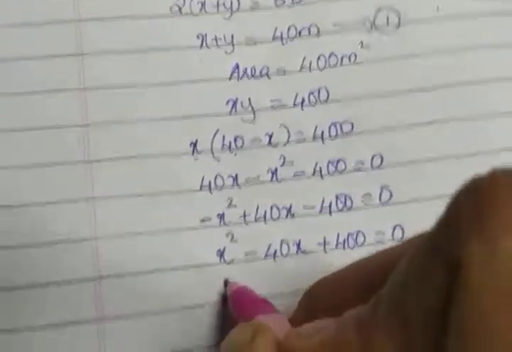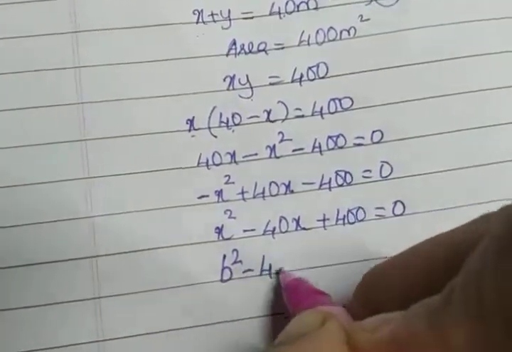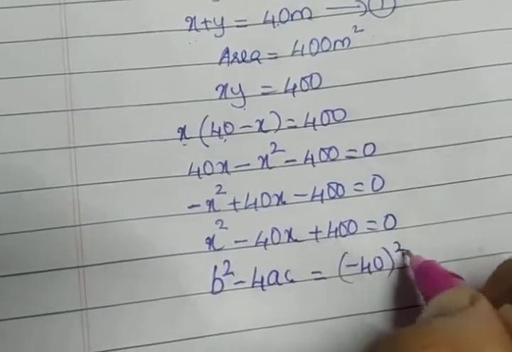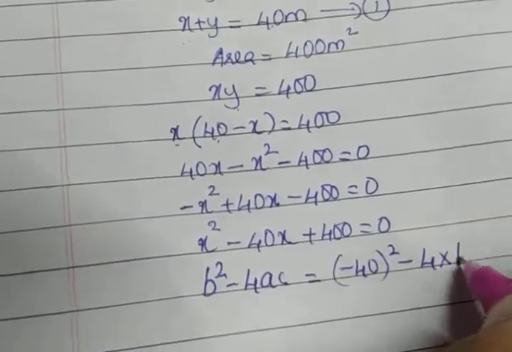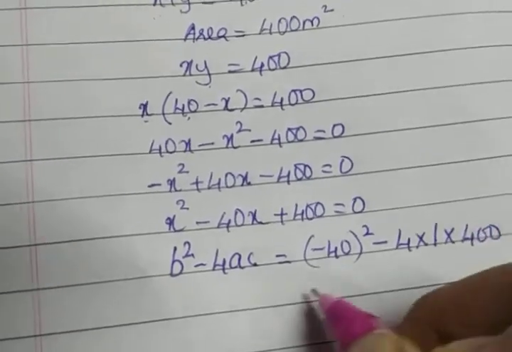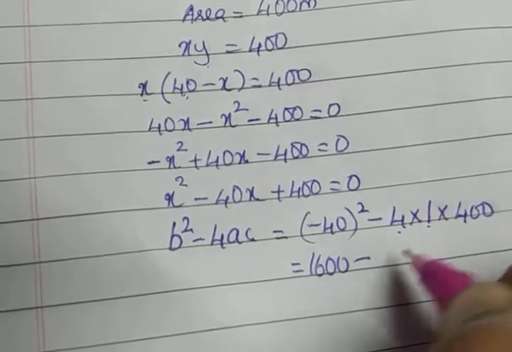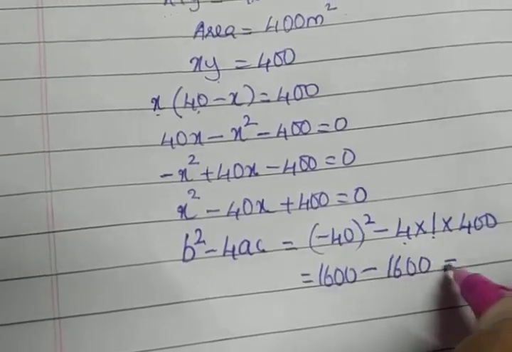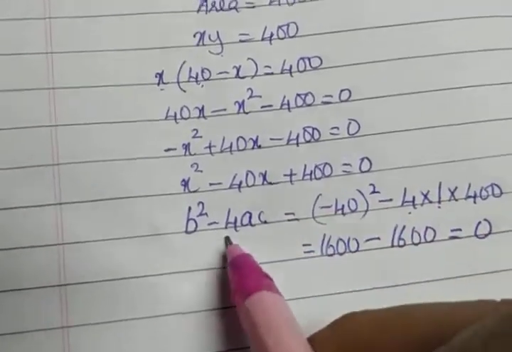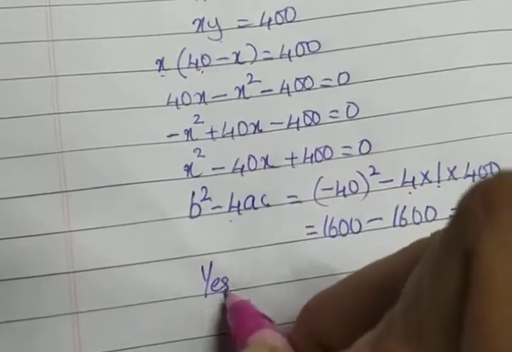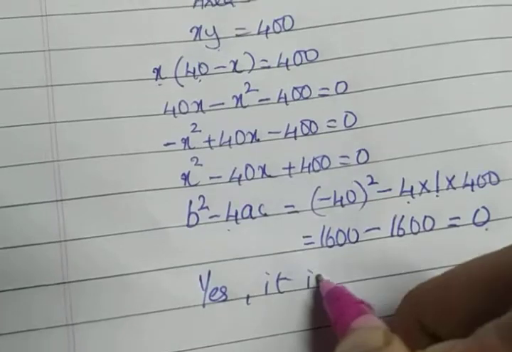The question is, is it possible? So what do we have to do after framing the quadratic equation? We have to find the value of b square minus 4ac. What is b square? Minus 40 the whole square, minus 4 into a, which is 1, into c, which is 400. Minus 40 square is 1600. Minus 4 into 1 into 400 is again 1600, so the result is 0. If b square minus 4ac is equal to 0, the answer is yes, it is possible.